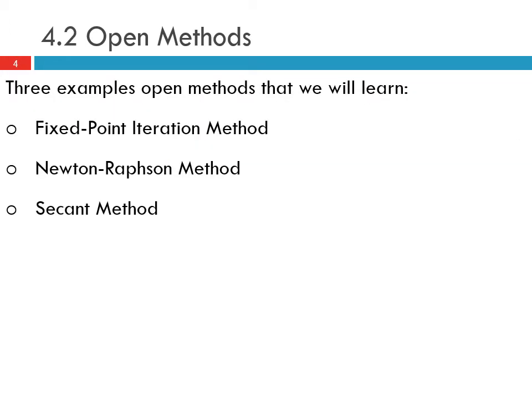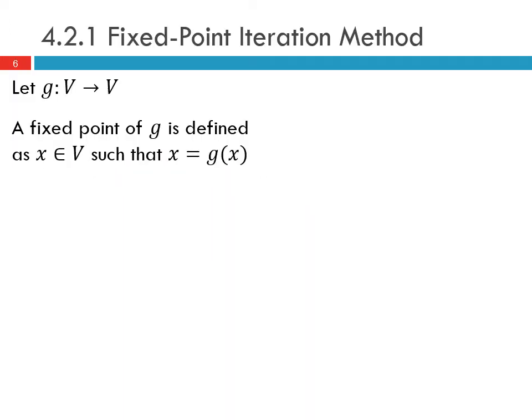So there are 3 examples of open methods that we are going to learn in this chapter: fixed point iteration, Newton-Raphson method, and the secant method. And in this video, we're going to focus on the fixed point iteration method. So we have a function g that's defined on a set V. A fixed point of g is defined as x in the set V such that x is equal to g of x.